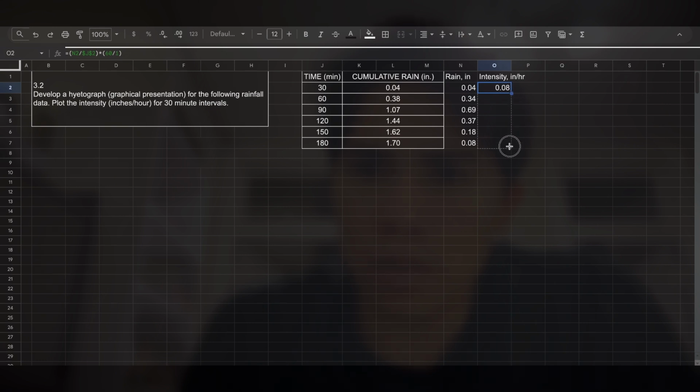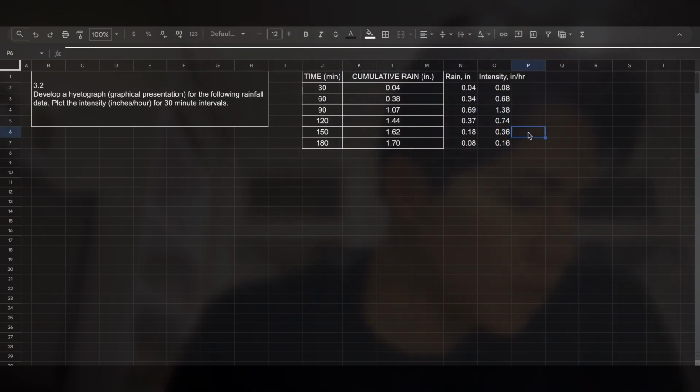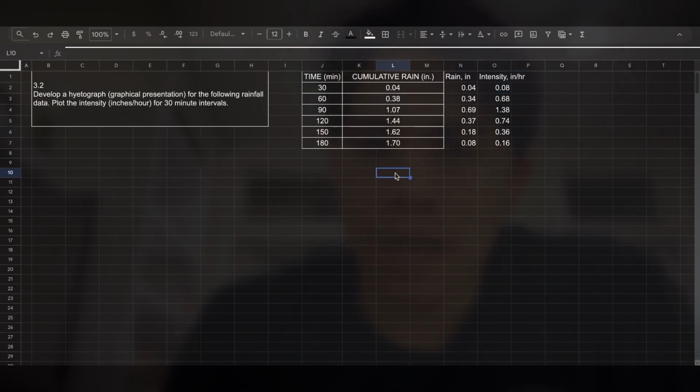If it wants to, probably. There we go. Now we're getting these values, and if what I did didn't make sense, I'm just converting from inches per minute to inches per hour.